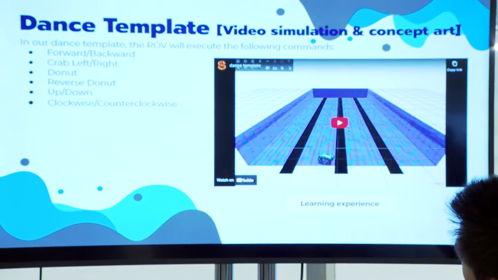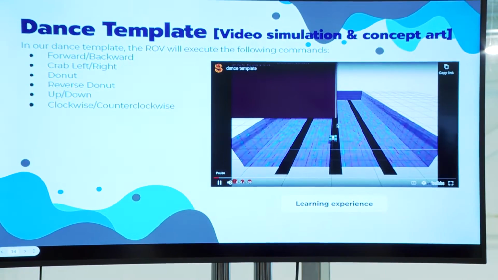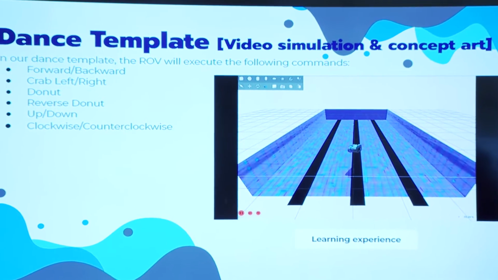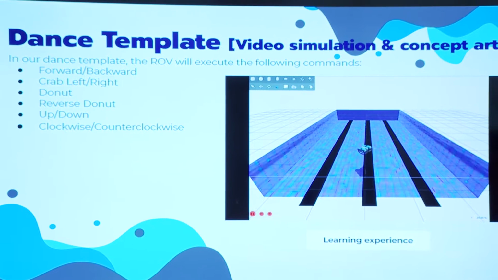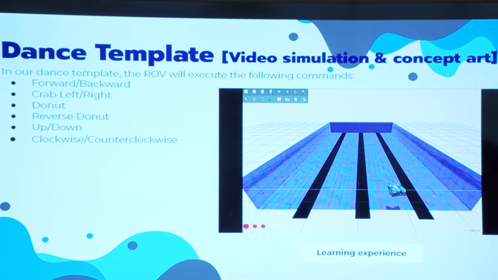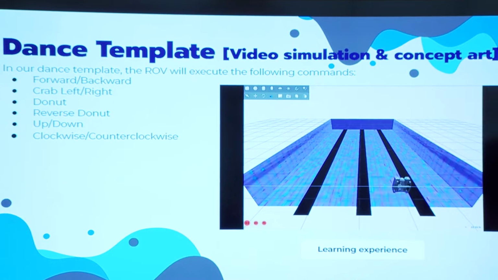Wait, how do you do this? Oh, okay, yeah. So that's a simulation. Can you explain what it's doing? Yeah, so right now it's going up and down, and then that's moving forward, and then now it's a figure 8. So it's a simulation that's automated.